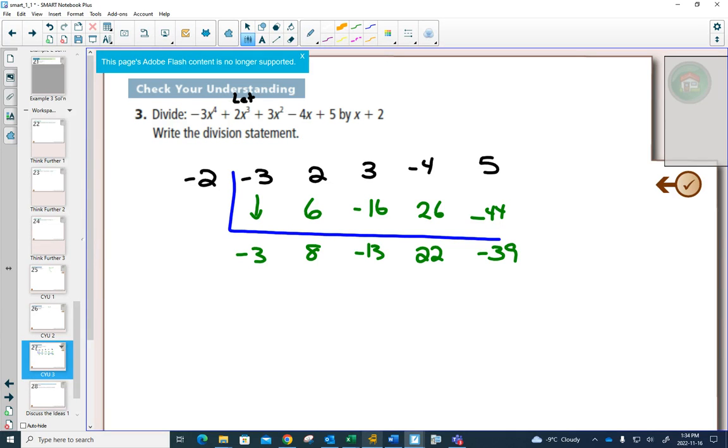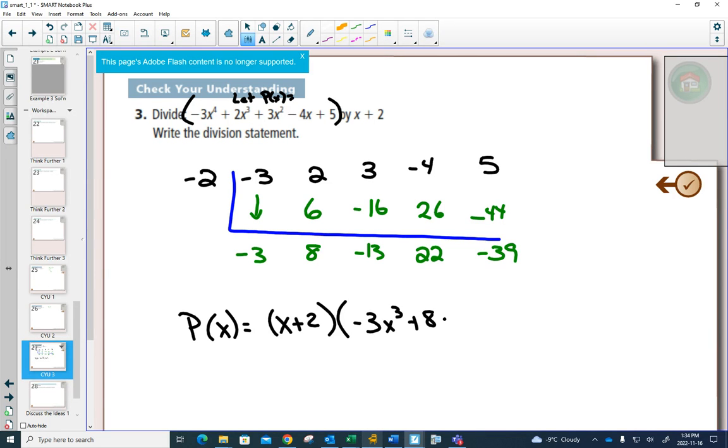And so our division statement will be, and remember the shortcut I taught you, where you let p of x equal, and put brackets around that. So for your division statement, you can then go p of x equals the divisor, x plus 2, times the quotient, negative 3x cubed plus 8x squared minus 13x plus 22, and the remainder is minus 39. So this is our polynomial: divisor, quotient, plus remainder.